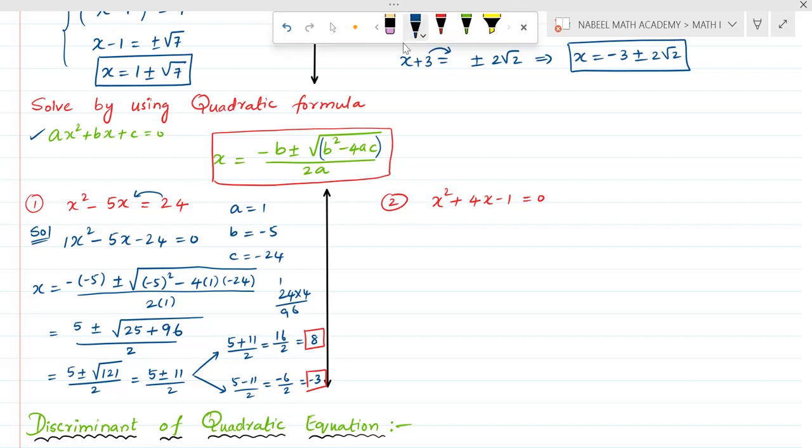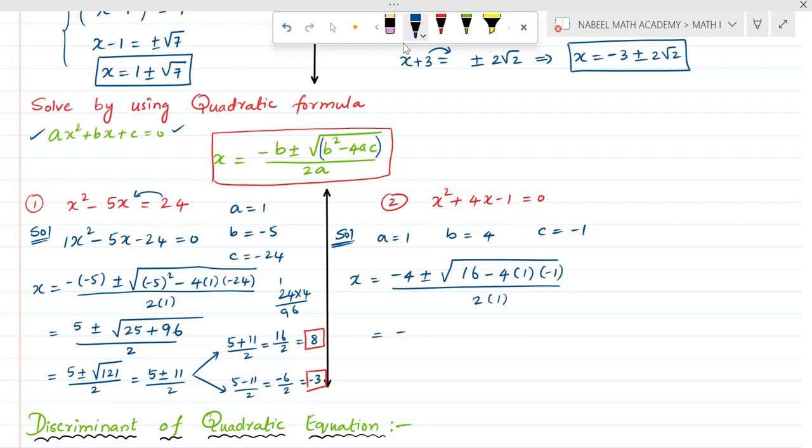Now the next one, we will use the same rule. A is equal to 1, B is equal to 4, C is equal to minus 1. No need to rearrange because it is already given in the standard form, equal to 0. In the last case it was not, therefore I moved the 24 to that side. So what is the rule here? Minus b plus or minus square root of b square, which is 16, minus 4 into a into c, over 2 into a.